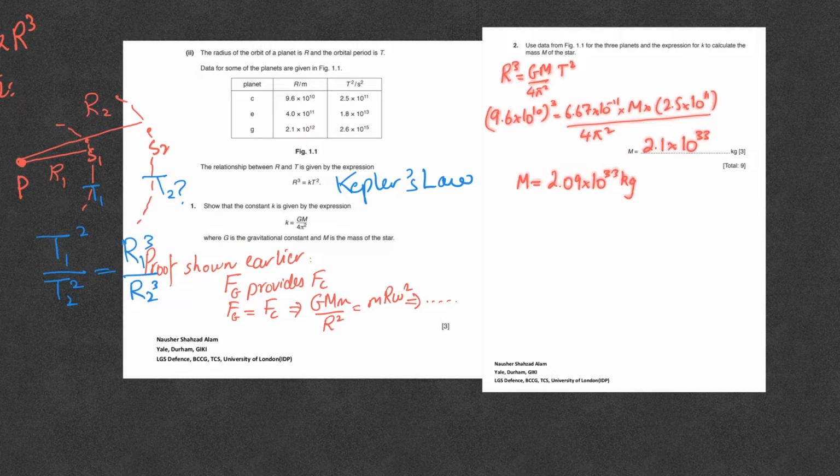Now, if it's popping in your mind why I specifically used planet C's value, I could have used planet E's value. Yeah, you could use that. You'd get the same result. Similarly, you could use planet G's value, plug it over here, and you'd get the same result. So it doesn't matter which value you use, all 3 values will give you the same result.